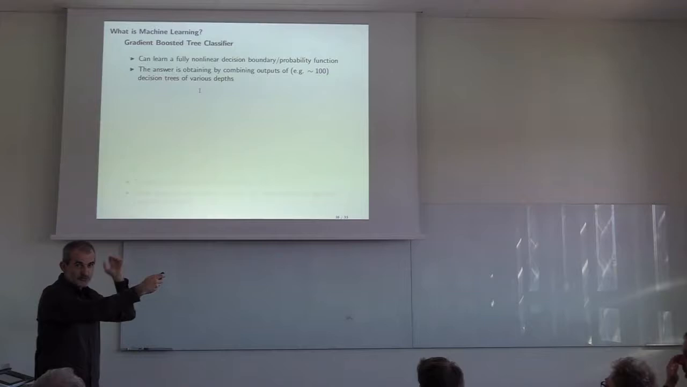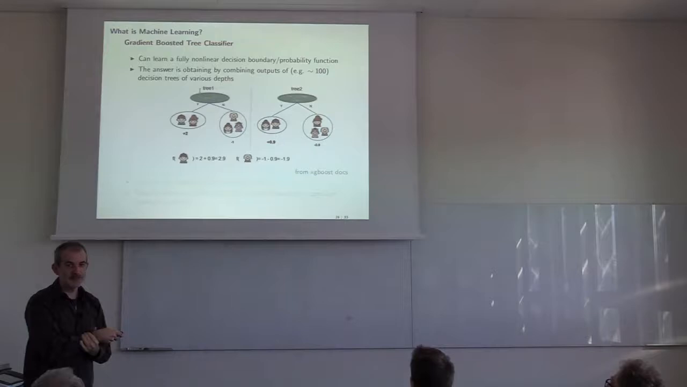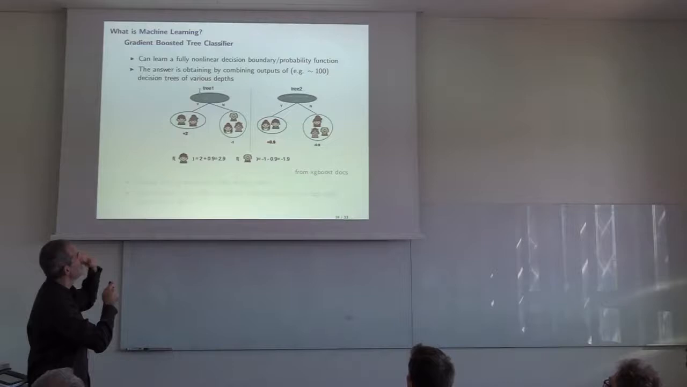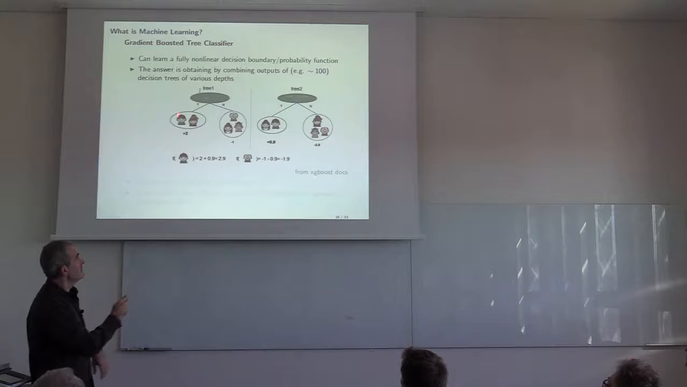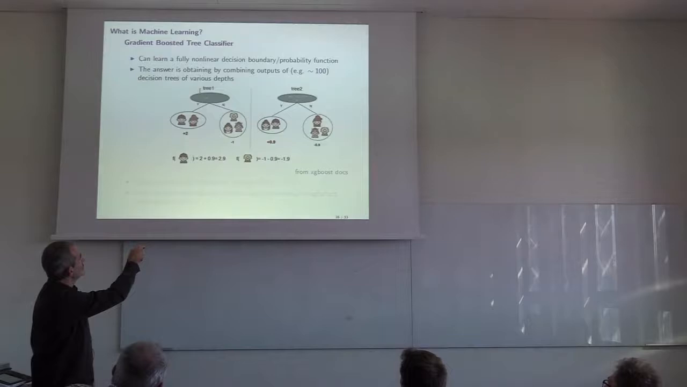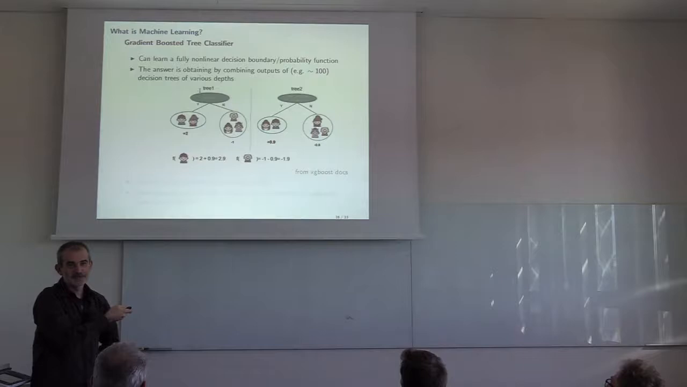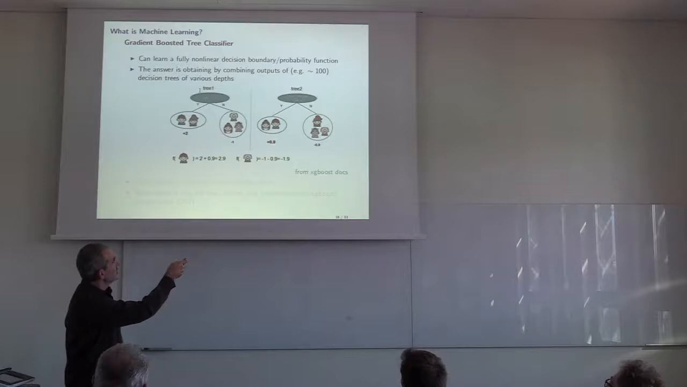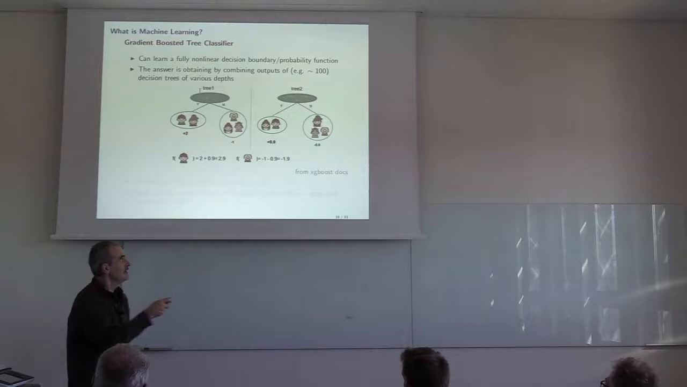Here's an example from a documentation page. The idea is we ask what is the probability that a person will like a computer game. The first tree tells us that if the age is less than 20, then he should like it, because we get plus 2. If he's older, he wouldn't like it, it's minus 1. Then another tree would be use computer daily. If we use a computer daily, then perhaps we have more chance of liking the computer game. If we don't use computers, we should be penalized.